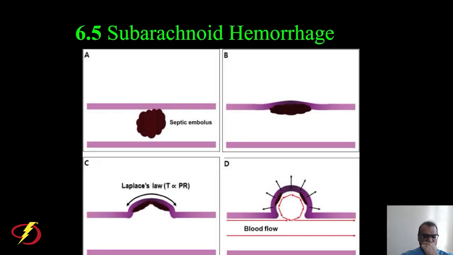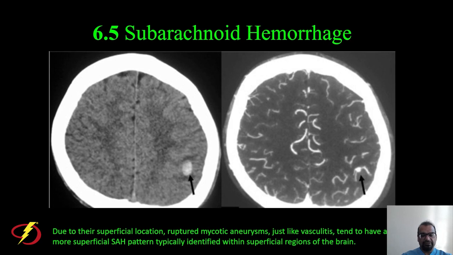And here's why. This is a diagram that shows a septic embolus. Maybe it came from the heart or from the bloodstream. And it is engaged in the vessel wall. It weakens the vessel wall, and over time, this weakened vessel wall turns into a mycotic aneurysm. Again, unlike typical brain aneurysms, this occurs in more superficially located distal blood vessels.